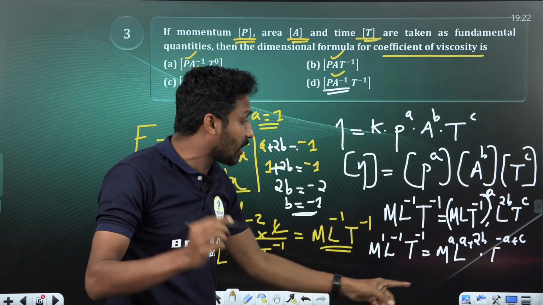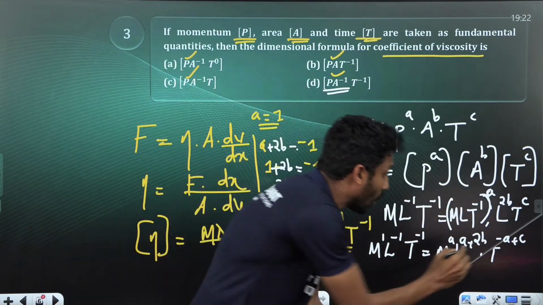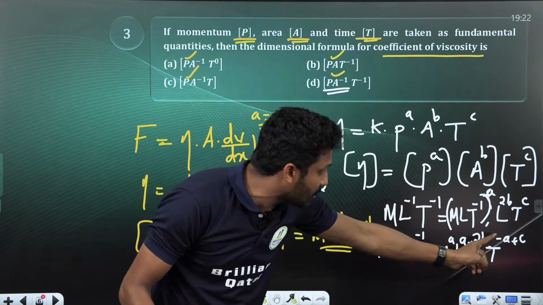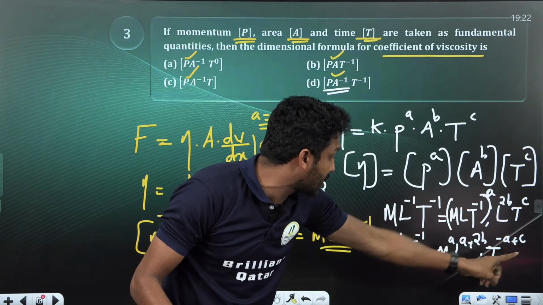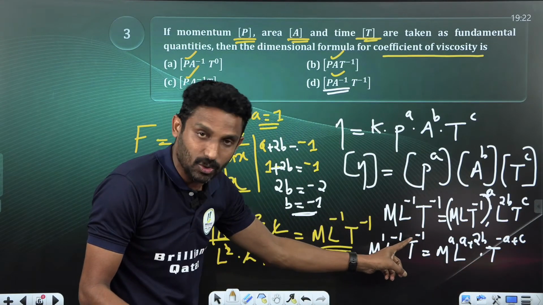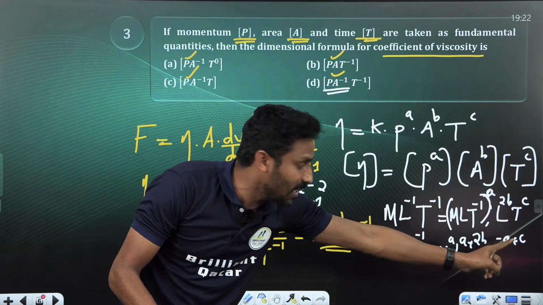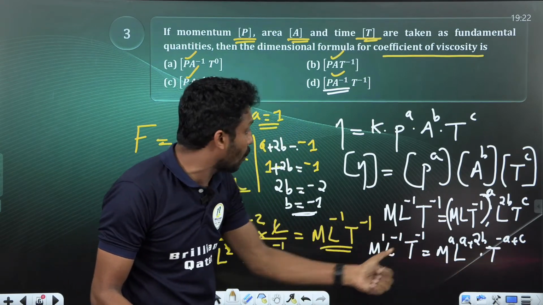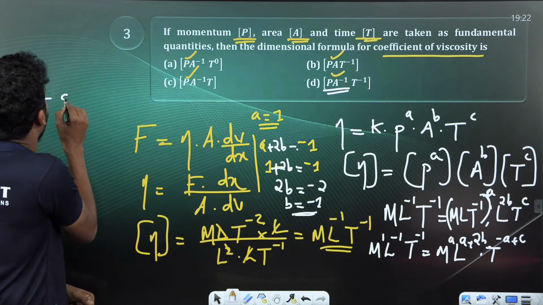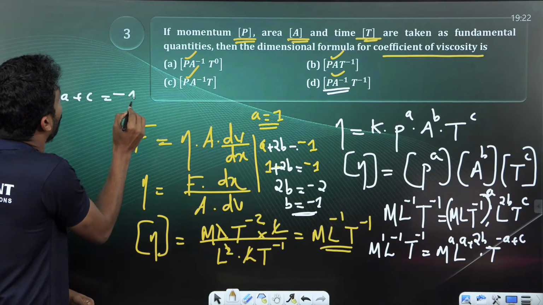Now we have to equate the power of T. What about the power of T? The power of T is minus a plus c, and here the power of T is minus 1. So minus a plus c is equal to minus 1.